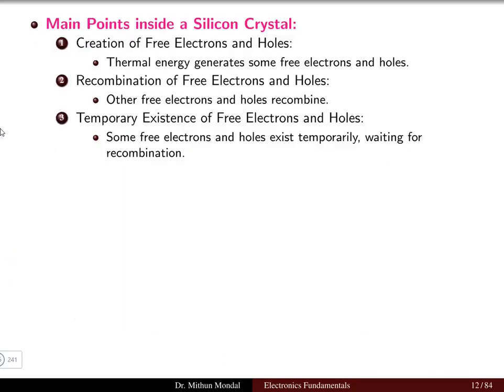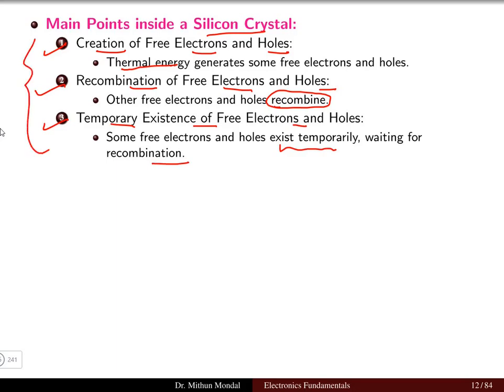So the main points that we can note in the silicon crystal, point number 1, is creation of free electrons and holes, which are generated due to the thermal energy. Second point is recombination of free electrons and holes, because when they recombine, then the charges disappear and no more free electrons are there for conductivity. The third point is temporary existence of free electrons and holes. So electrons and holes exist temporarily, waiting for the recombination. So these are the main 3 points which we have discussed on the silicon crystal.